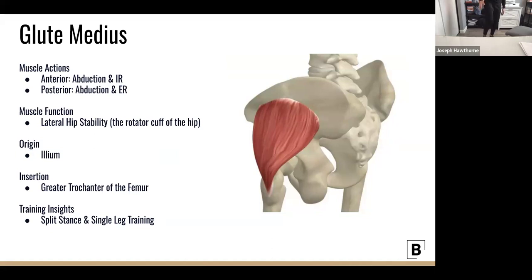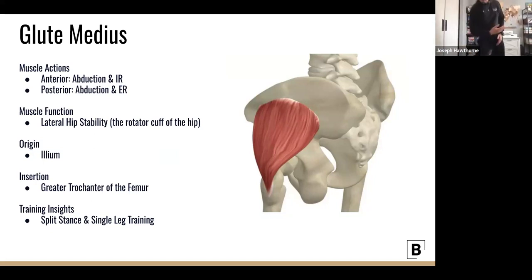Now the posterior aspect of it is going to still abduct, still pull it out, but because of the orientation of the fibers with how that teardrop fan comes down, it's going to externally rotate. So this is the beauty of the glute med and why it is so important and we give it so much attention, because it's going to be able to bring that leg out into everything that we do. So it brings it out so that we can actually carry the gait cycle. It internally rotates so we can fix our propulsion forward and control our hips as we decelerate. It does so much here.